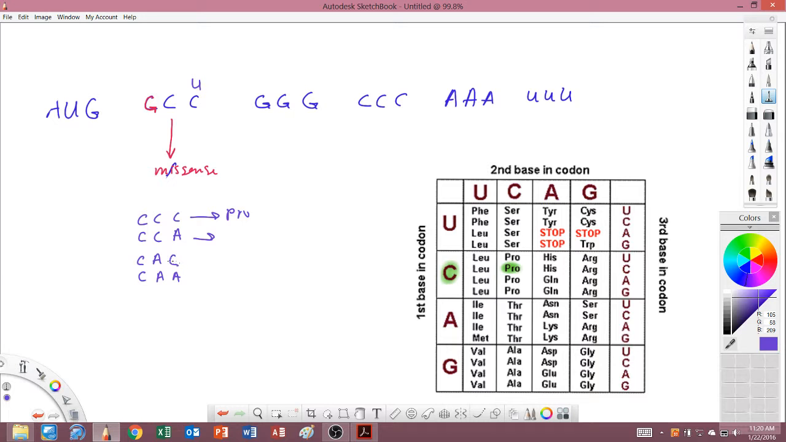Okay, so look, if you want to compare these two, what is CAC? Histidine, good. And what is CAA? Glutamine. So in this case, because histidine has only 2 codons and proline had 4, it depends. In some cases, the third nucleotide might not do anything. In some cases, it will. But as soon as you change the first 2, no matter what it is, it will change the amino acid.